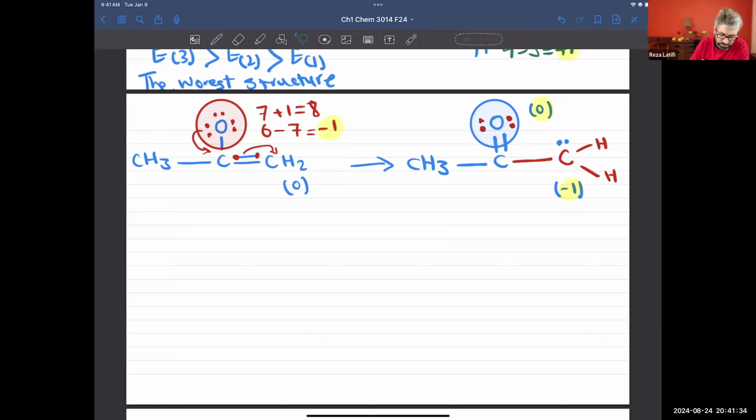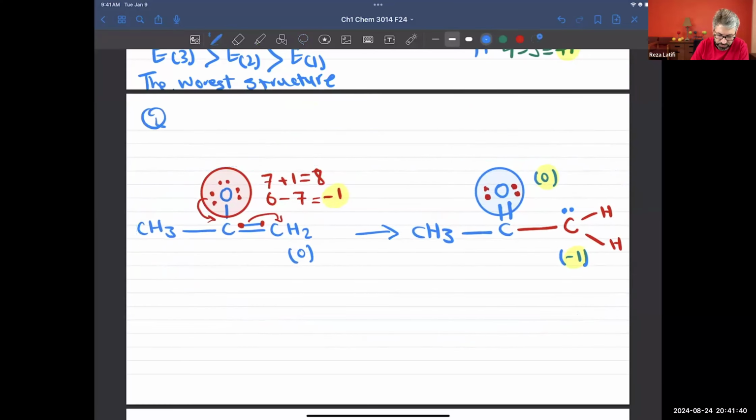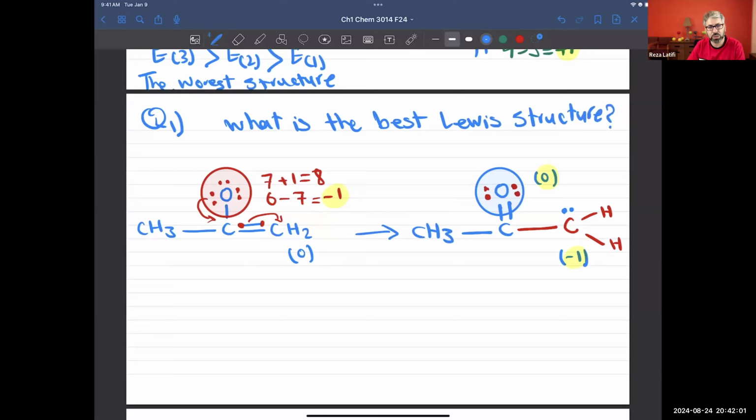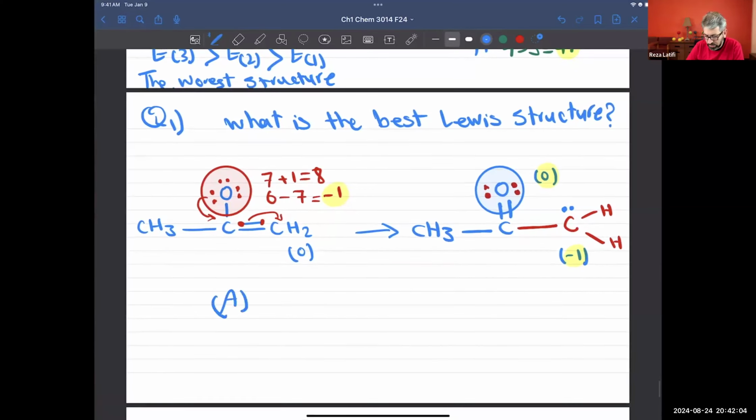Okay. Now, question. This is going to be your first question. What's the best Lewis structure? A or B? I already showed you the charges for them, like 2 resonance structures that we can have. And now I'm asking you, what's the best Lewis structure?